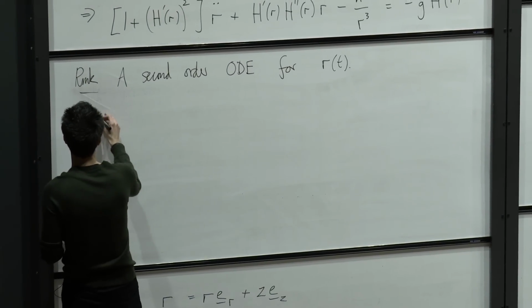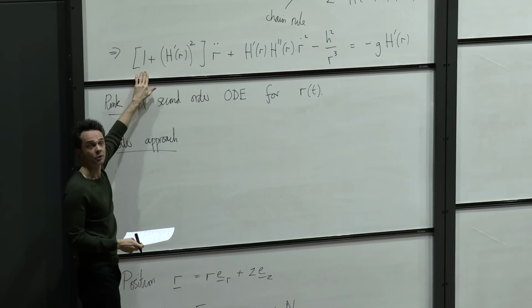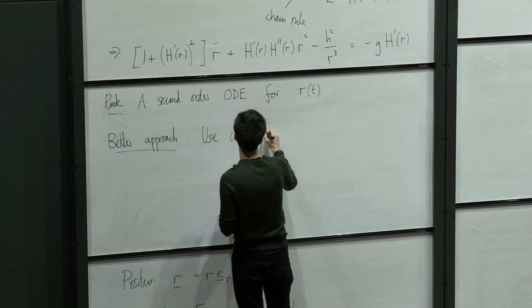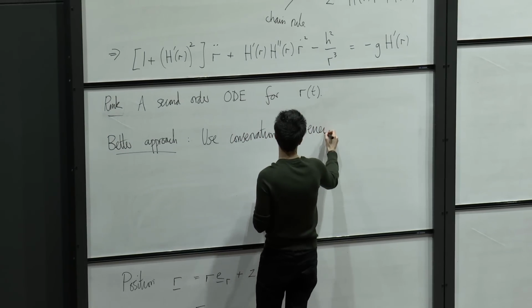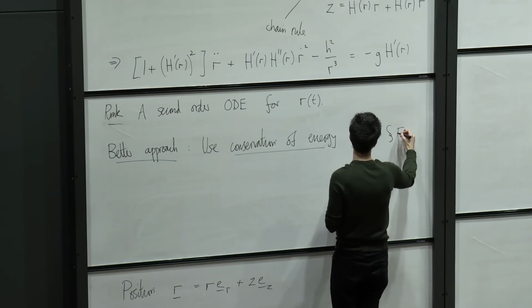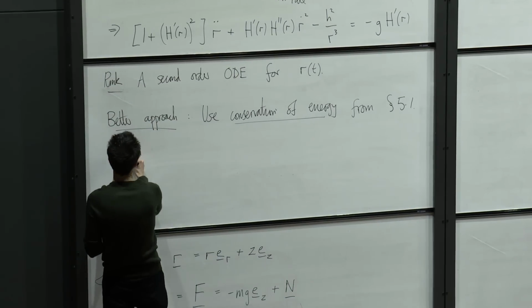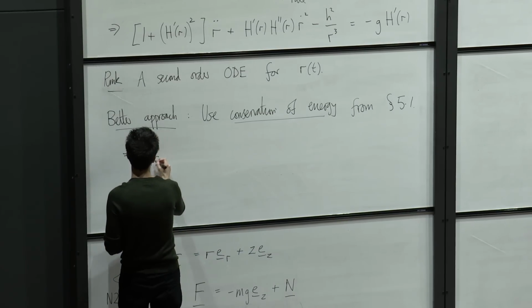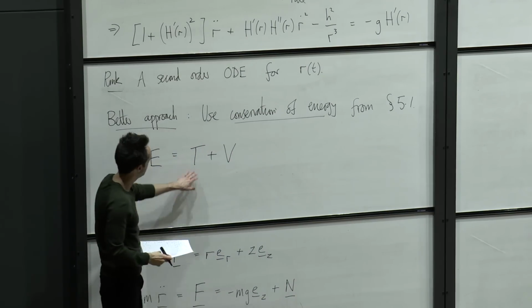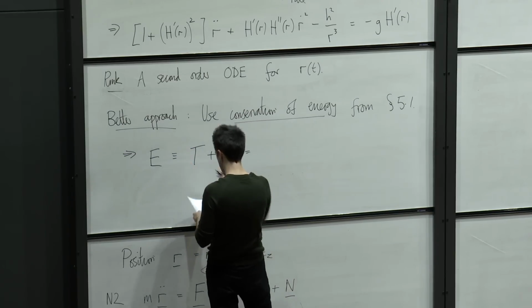So there's a better approach than just trying to tackle this second-order equation directly, and that's to use conservation of energy. That was in section 5.1. That was quite a general analysis, and we deduced that E, the total energy of the particle, is defined as T plus V, where T is the kinetic energy of the particle, and V is the potential energy. So that's the definition of E.